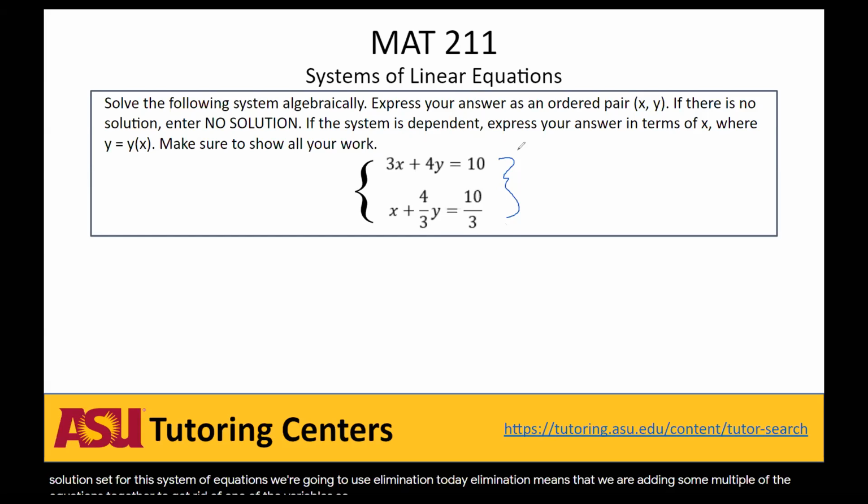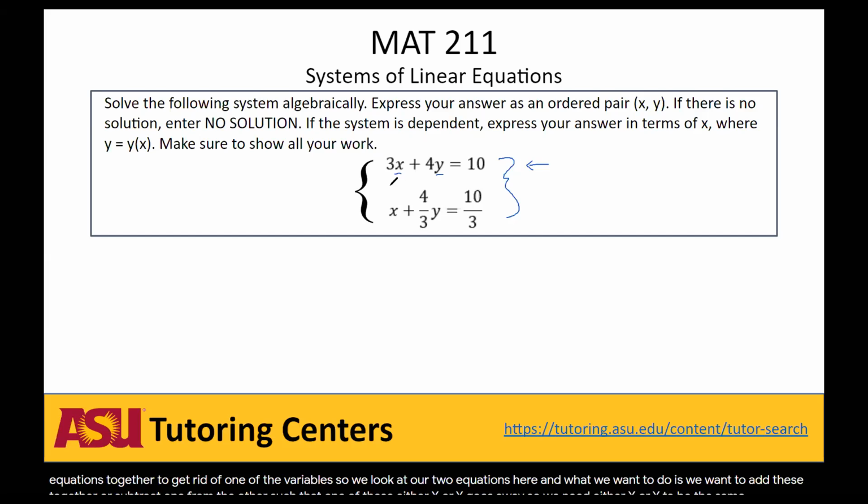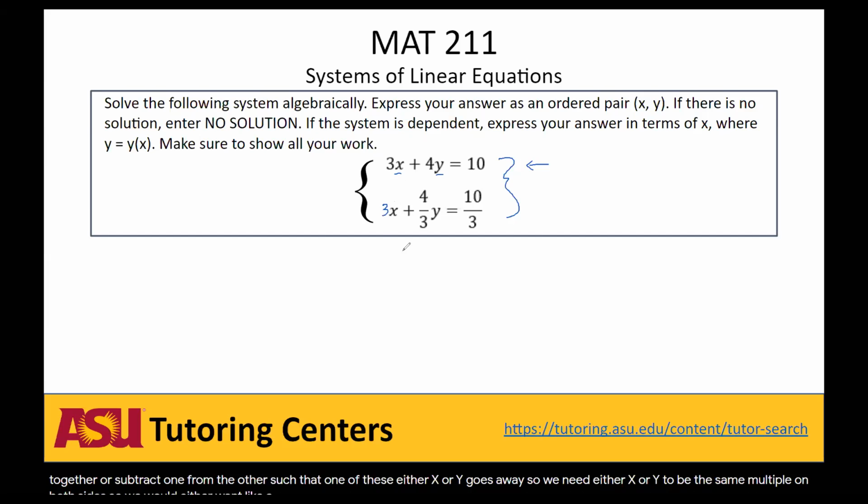So we look at our two equations here, and what we want to do is add these together or subtract one from the other such that one of either x or y goes away. So we need either x or y to be the same multiple on both sides. So we would either want like a 3x here, or we'd want this 3 to go away here, or something like that. And then we'd have to do whatever we did to that x to the rest of the equation as well.